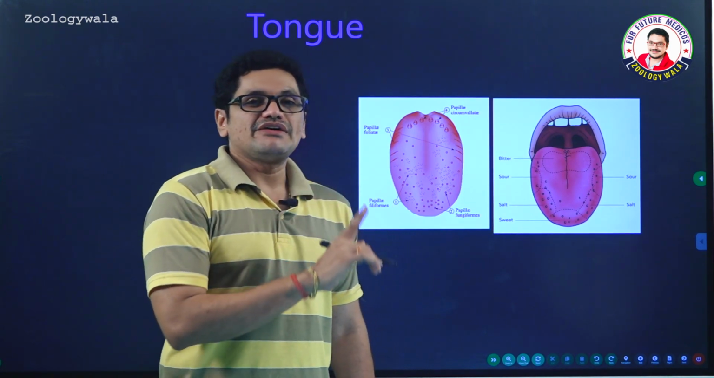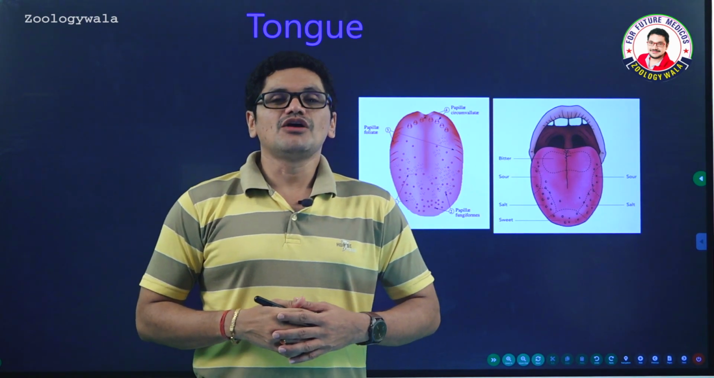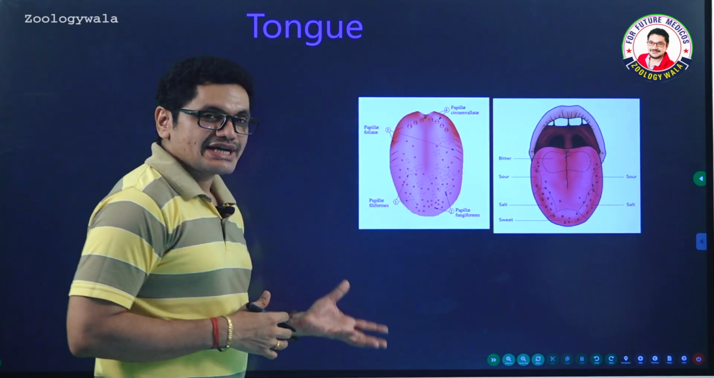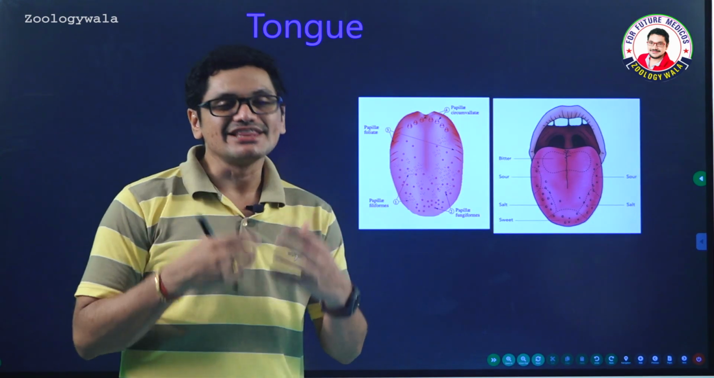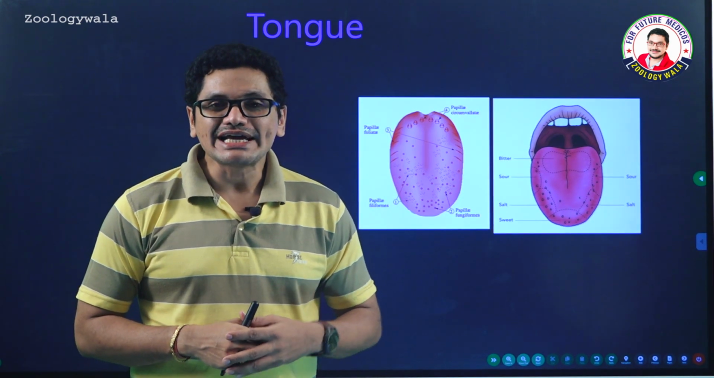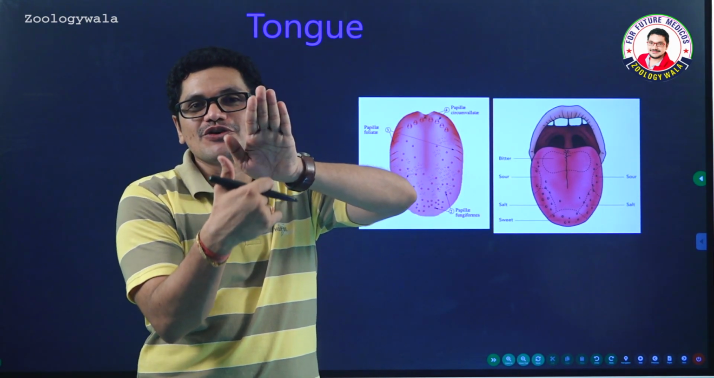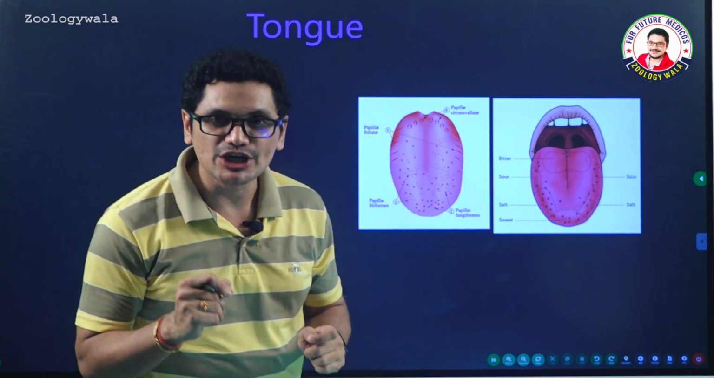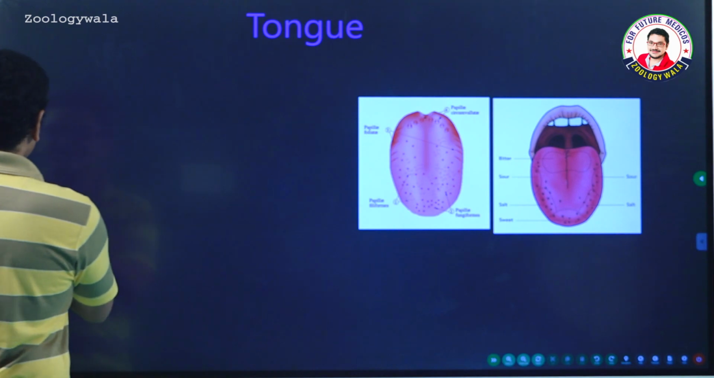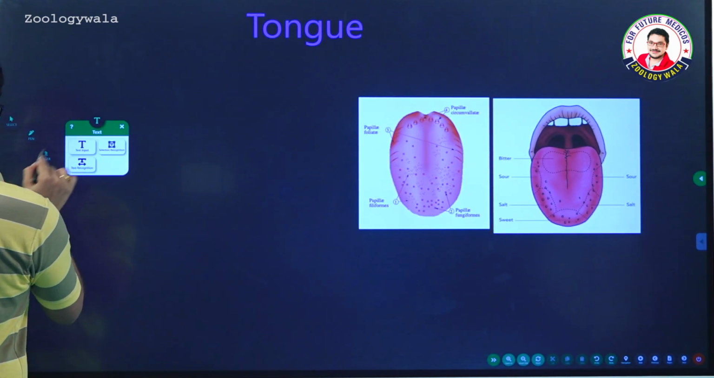So in previous classes we have seen the different types of teeth, and now today we will see what is the tongue. See, the tongue is called the universal toothbrush and is present in the floor of the oral cavity. If you lift the tongue, it attaches to the floor of the oral cavity with the help of a medial tissue called the lingual frenulum. Let me write here: lingual frenulum, please wait.